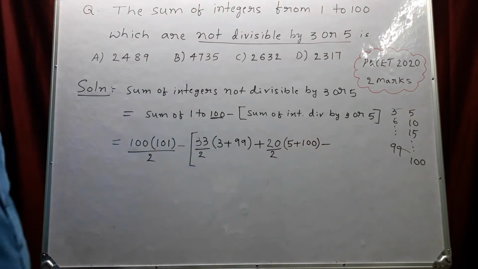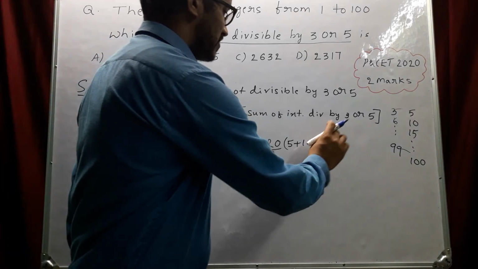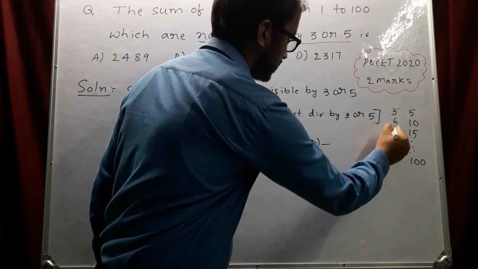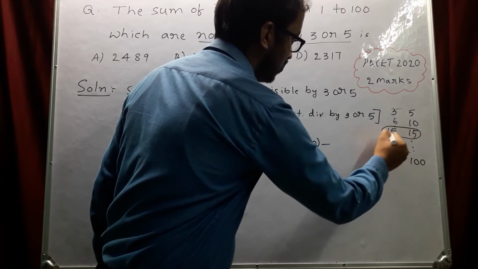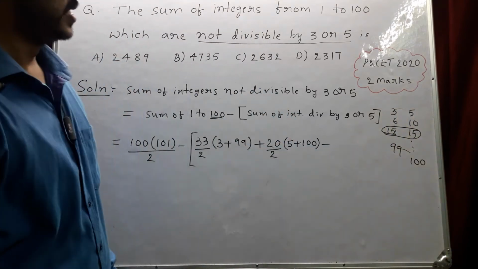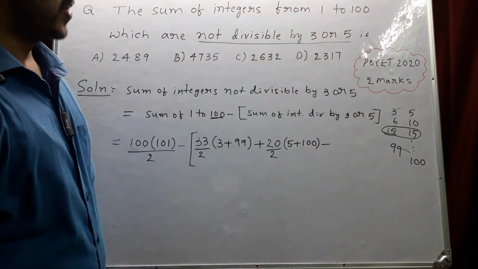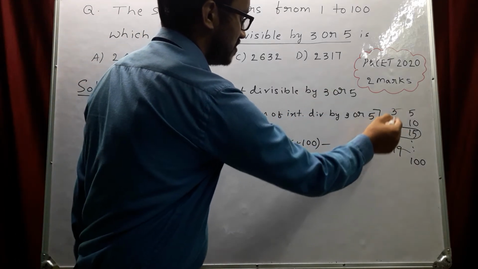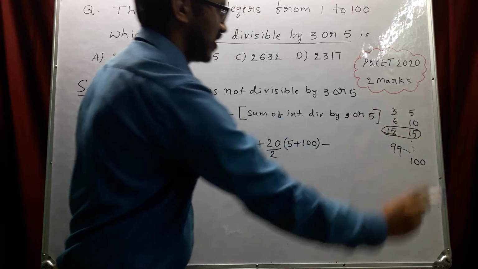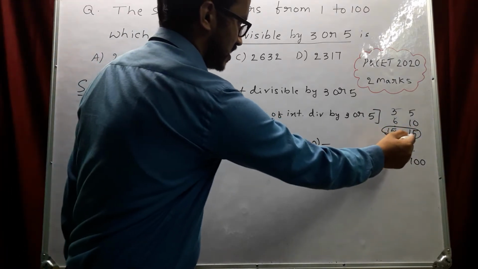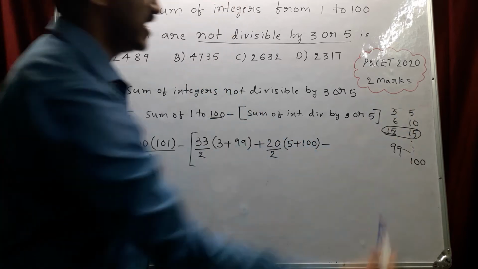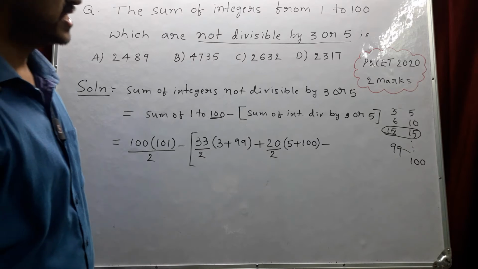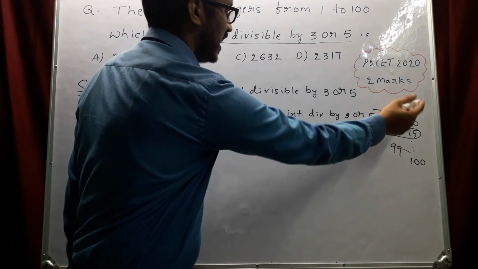Minus, see here, we have to subtract some quantity. See here, 3, 6, 9, 12, 15. So there are some numbers which are repeated. If you divide the integers from 1 to 100 by 3 or 5, there are some numbers which are divisible by both 3 as well as 5. So here the repetition is there. To avoid that repetition, we have to subtract the numbers which are divisible by both 3 and 5.